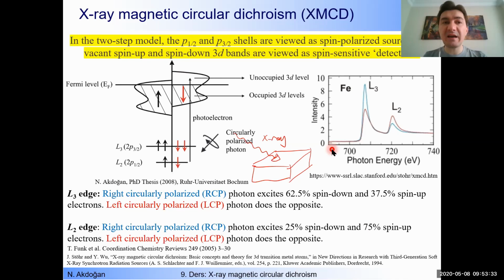This mechanism is called the two-step model. The first step is the excitation of the electrons. The second step, you can consider, is the detection of the electrons.